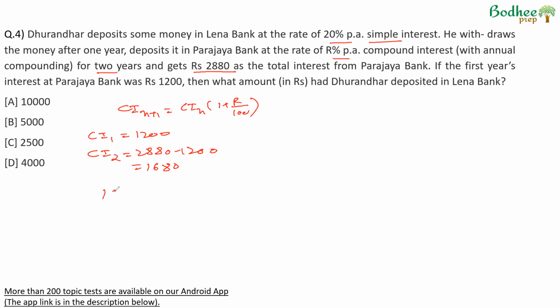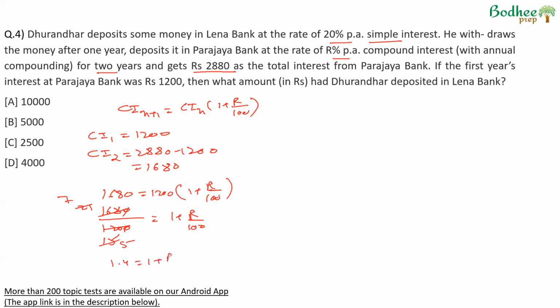So we can say that 1680 is equal to 1200 into (1 plus R upon 100). So 1680 upon 1200 is equal to 1 plus R upon 100. Cancelling, we get 1.4 is equal to 1 plus R upon 100, which means R upon 100 is equal to 0.4, or R is equal to 40%. So the rate in Parajaya Bank is 40%.